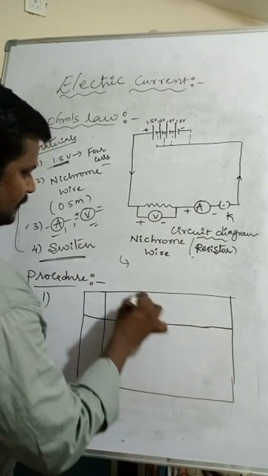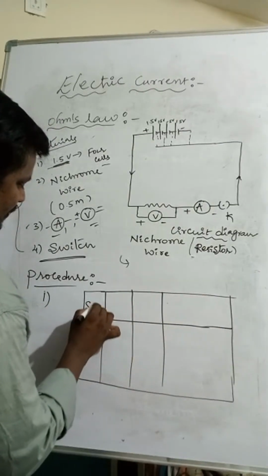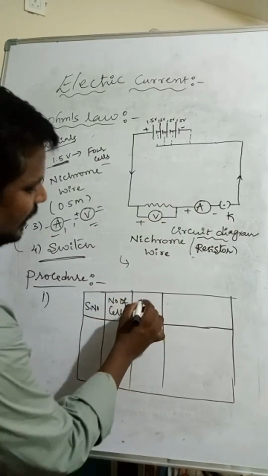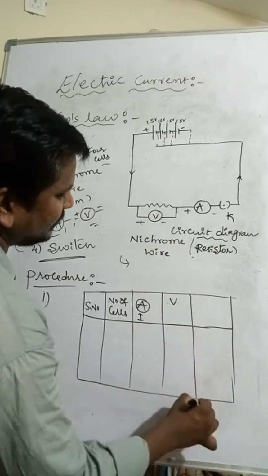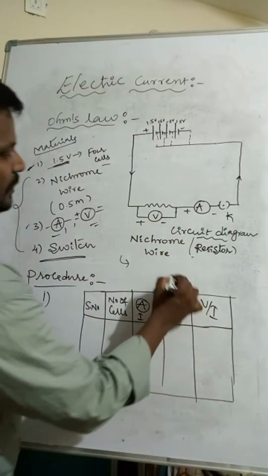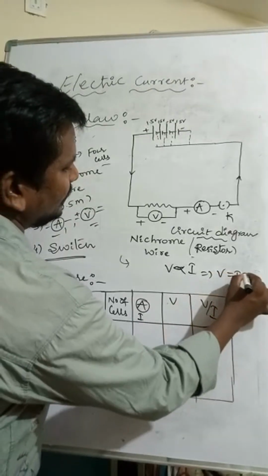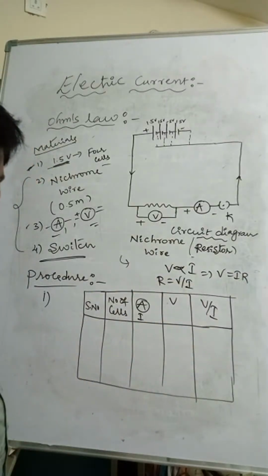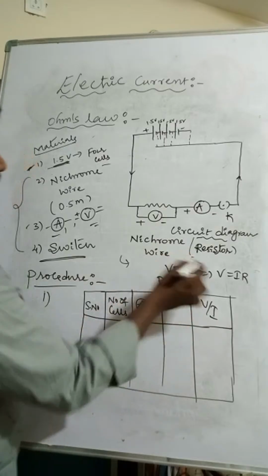So this is the tabular form. We have the serial number of cells, meaning how many cells we used, and the ammeter reading, which is nothing but current. The voltmeter reading is the potential difference, and V by I is nothing but resistance. V is directly proportional to I, V equal to IR, and R equal to V by I. So we are finding the resistance.